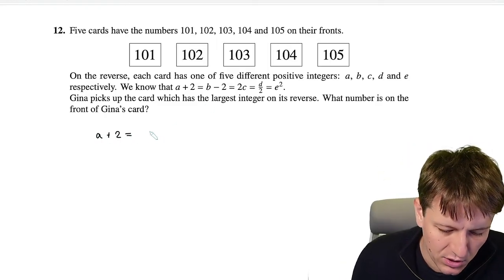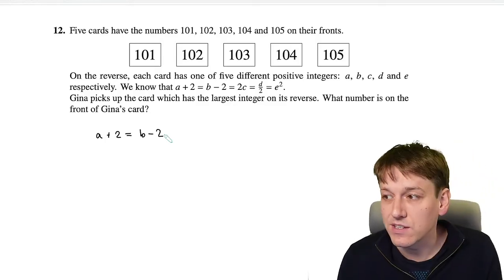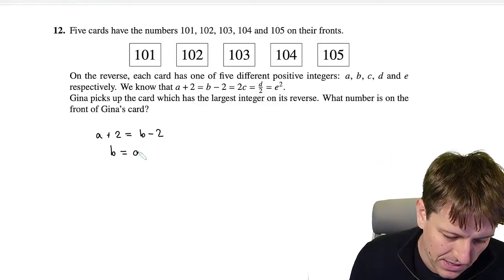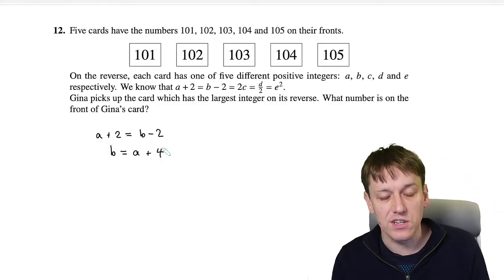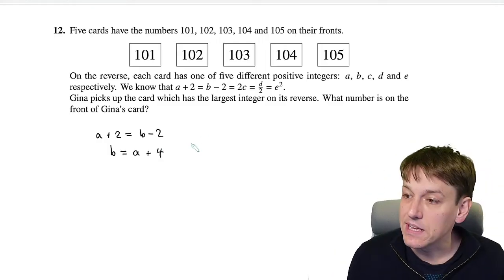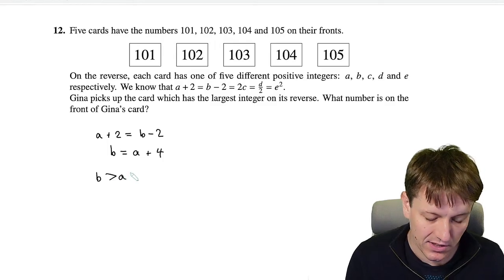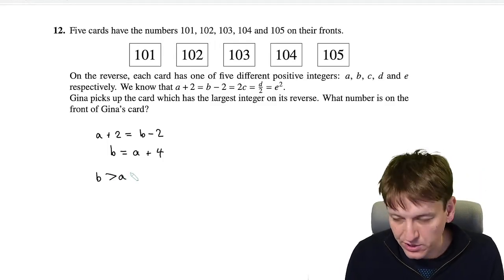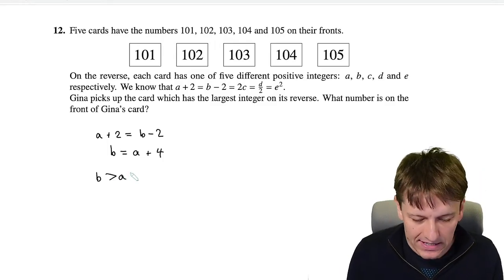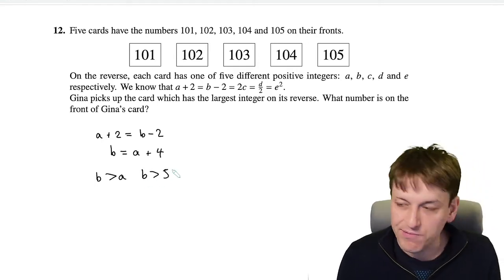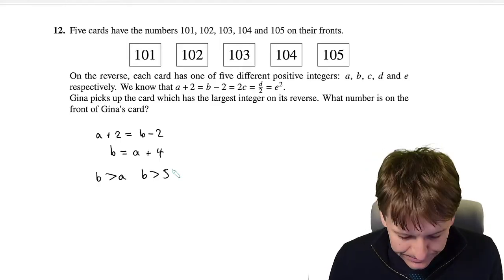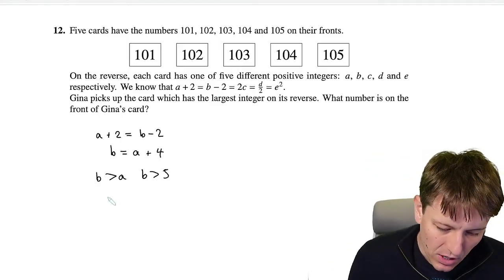I know A plus 2 equals B minus 2, and so that means that B is equal to A plus 4. So these are all positive integers, and so certainly it must be that B is larger than A, and I suppose I also know at this point, A has to be at least 1, so B is also larger than 5, which may be useful at some point. We'll see.